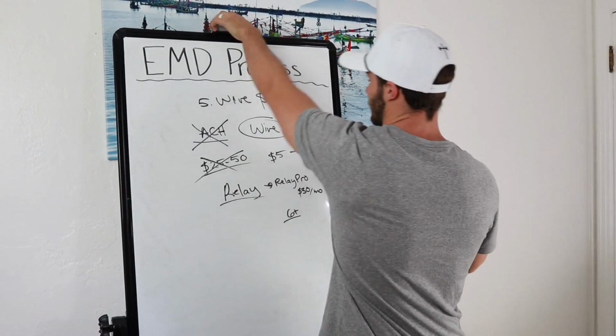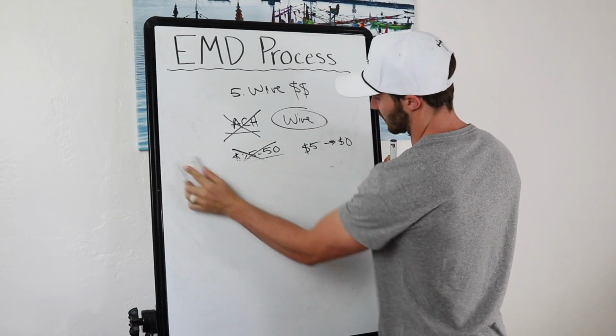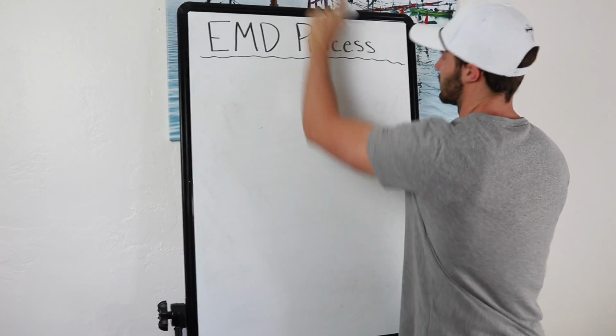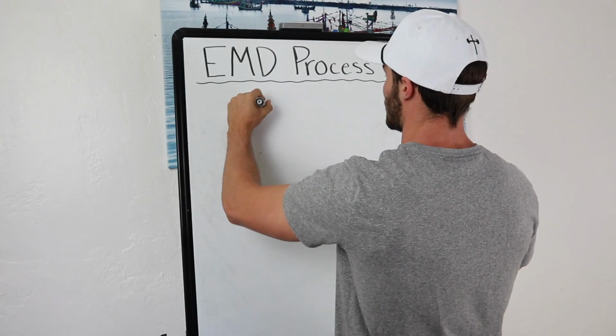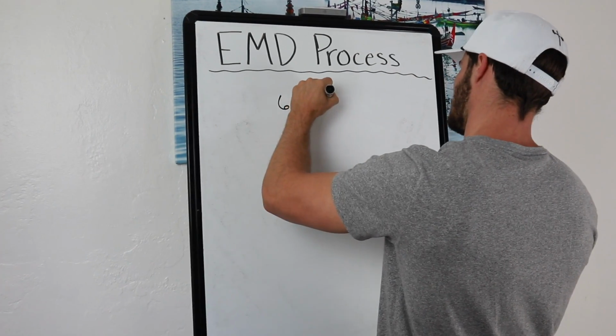So that's wiring the money. Now we're going to go on to step 6, which is always a fun one because step 6 is communication, the ultimate life skill.